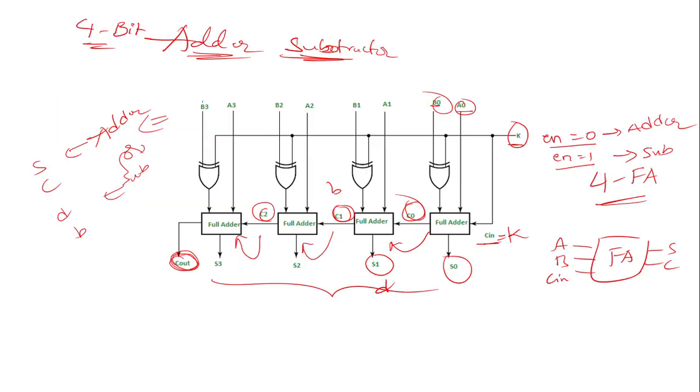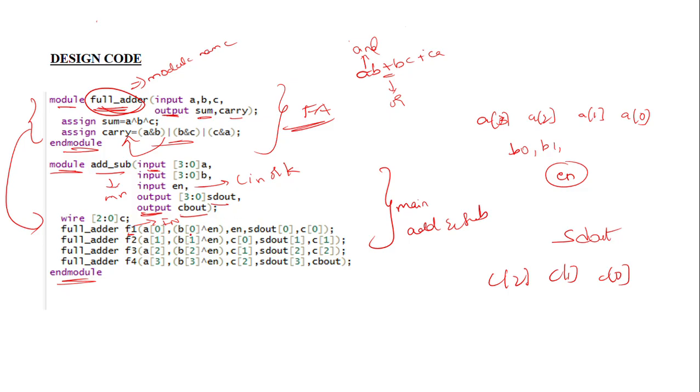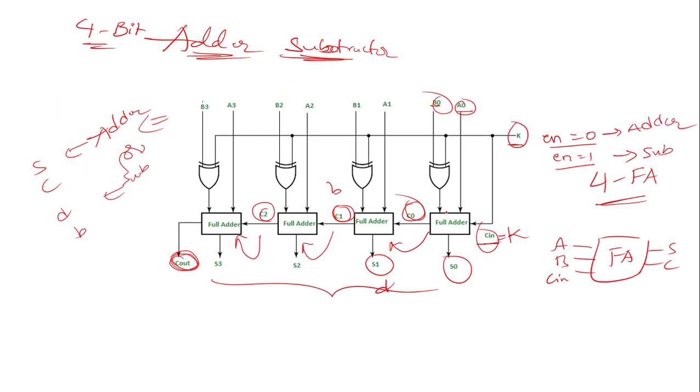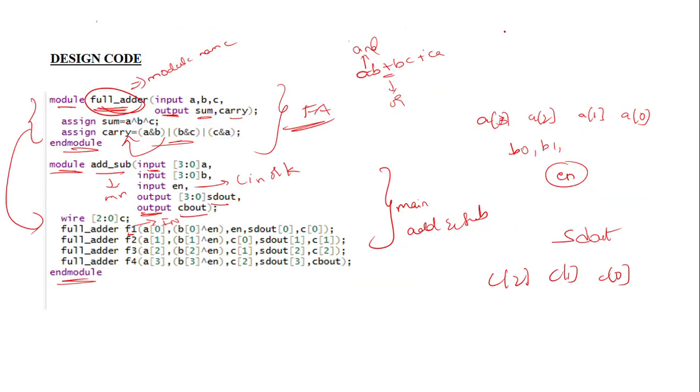So how are we going to connect? See, for the first full adder: A0, B0, and our Cin is nothing but our enable pin, and the outputs are sum S0 and C0. So I simply write here A0, B0. What is our B0? For a full adder the input is B0 XOR K. K is nothing but our enable. The XOR gate in Verilog code is represented by the caret symbol. So B of 0 XOR EN. Our third pin is Cin again, so EN. Then our sum S of 0 and C0.